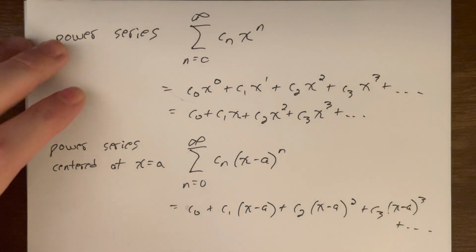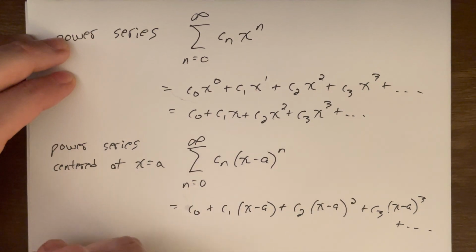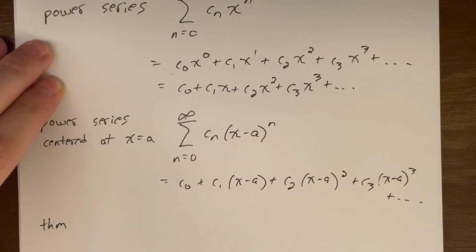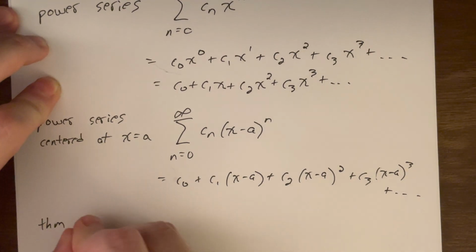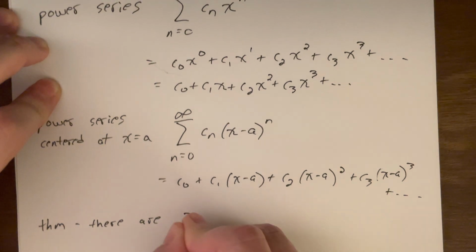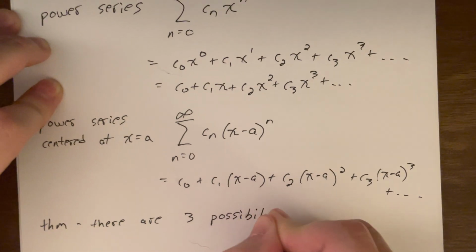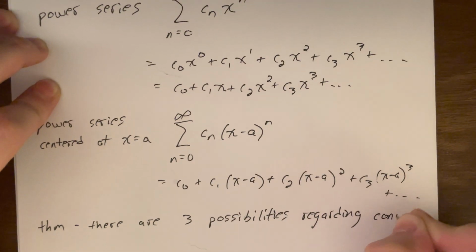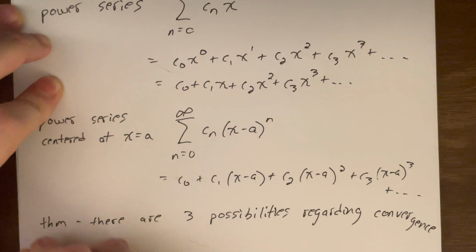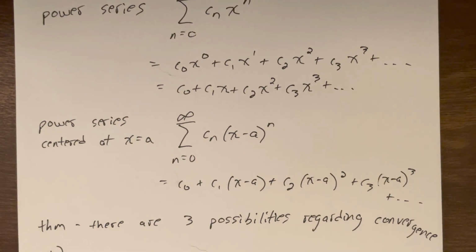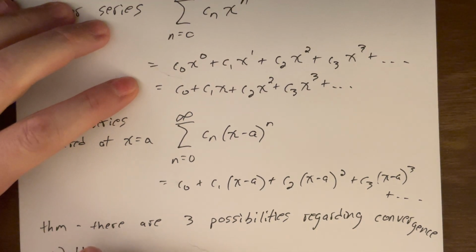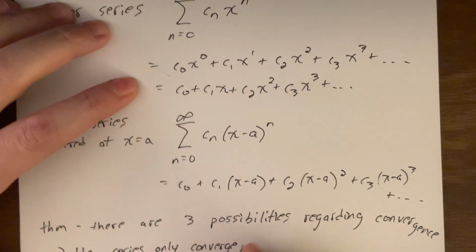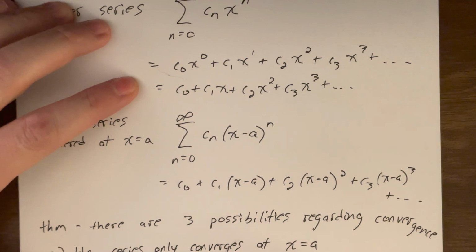But in general, if we have, again, a power series centered at a, here's our theorem. We're starting off with, again, the power series centered at a, then there are 3 possibilities regarding convergence. Possibility number 1. We have the series only converges at x equal a.